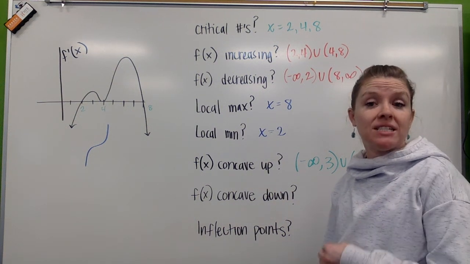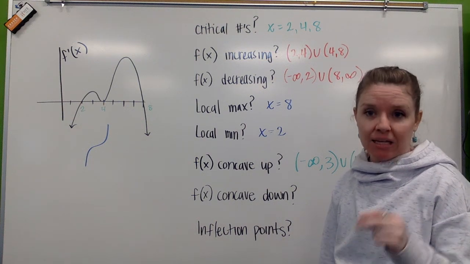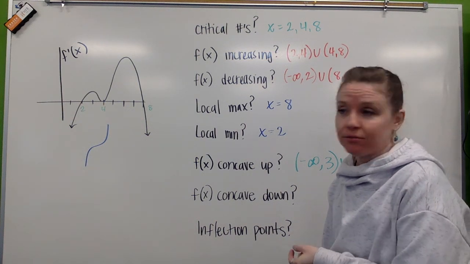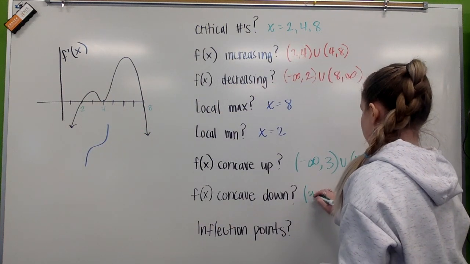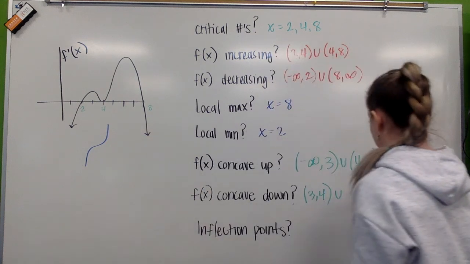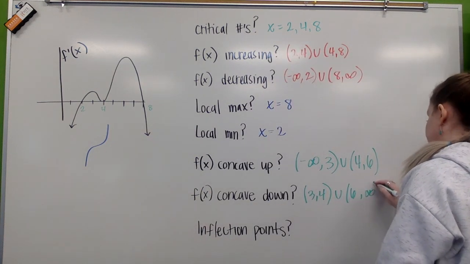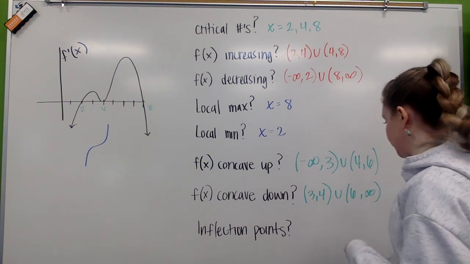We'll see concave down when f prime is decreasing, meaning the second derivative is negative. So that's going to happen from 3 to 4, and then from 6 to infinity. Does that make sense? I hope.